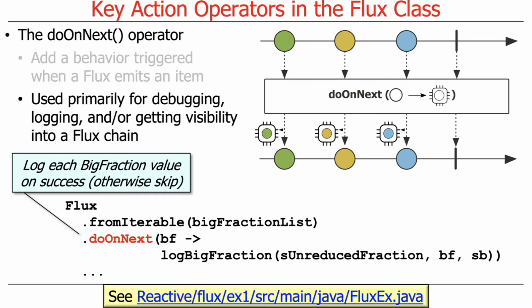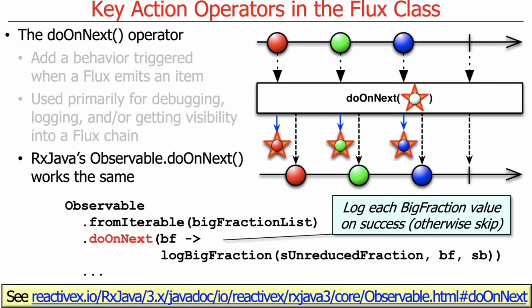So here's a very simple example. We're going to make ourselves a flux from a big fraction list, and then for each element in the flux, we're going to go ahead and call doOnNext to log that value. So we'll just log it somewhere. We'll write it somewhere. We'll see how this works when we take a look at the case study here shortly. If something goes wrong, then this operation is skipped altogether. RxJava observable has a doOnNext that works exactly the same way.